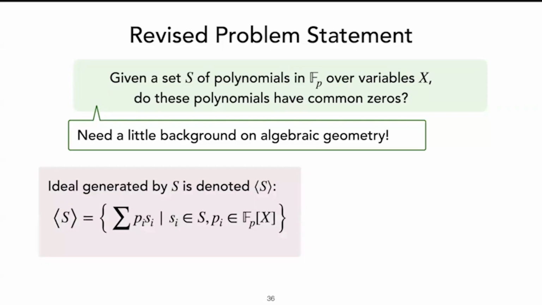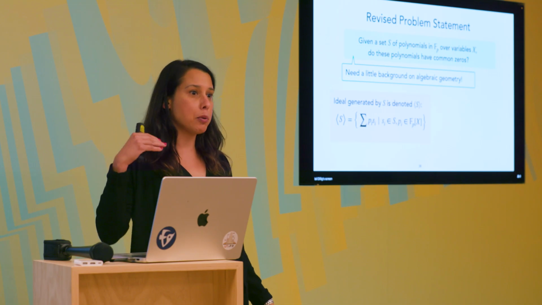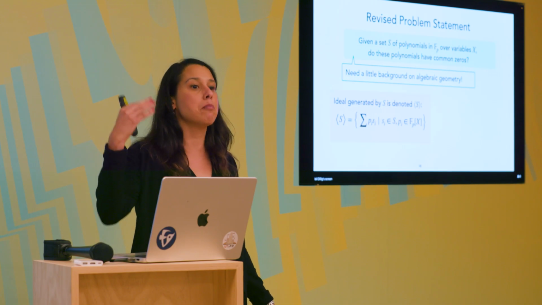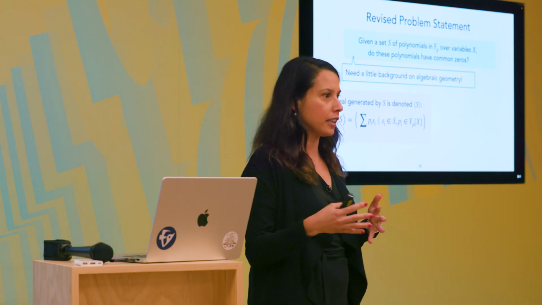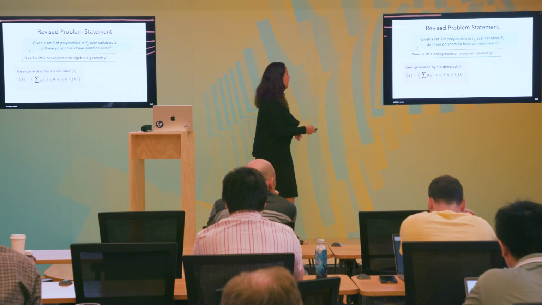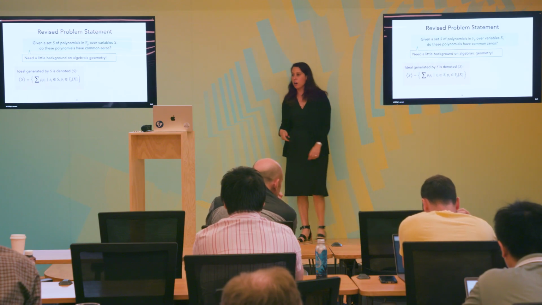So the first important background is the notion of an ideal. Just to recap, if I give you a set of polynomials S, the ideal that's generated by S is denoted using these brackets. Basically, it includes all polynomials that you can obtain by taking the polynomials in set S, multiplying them by arbitrary polynomials p_i, and then adding them up, right? So any polynomial that can be written in this form is in our ideal.